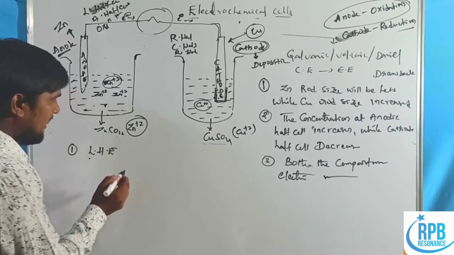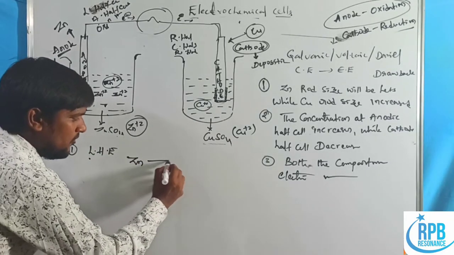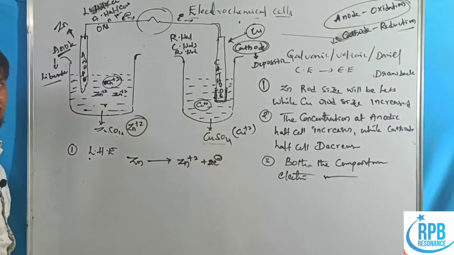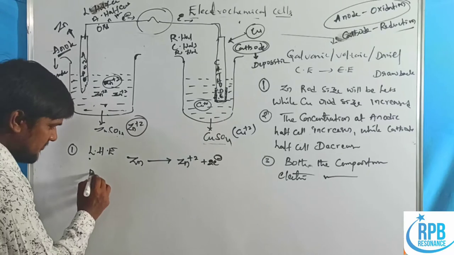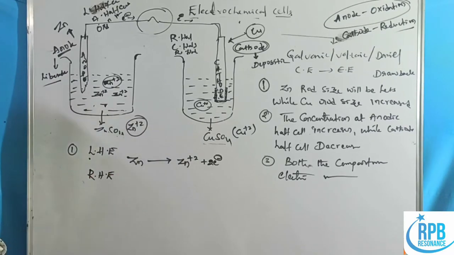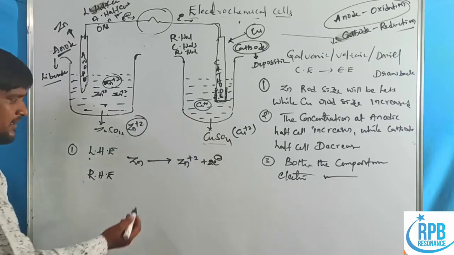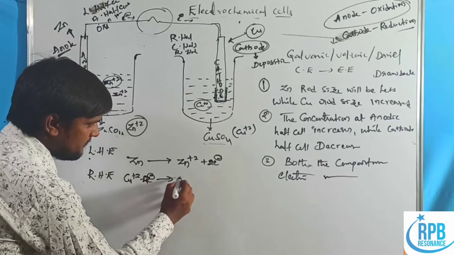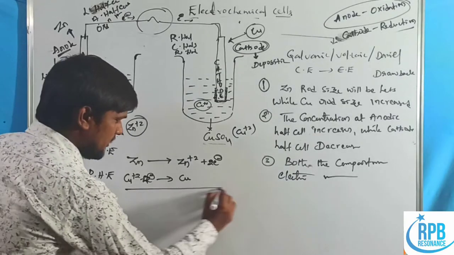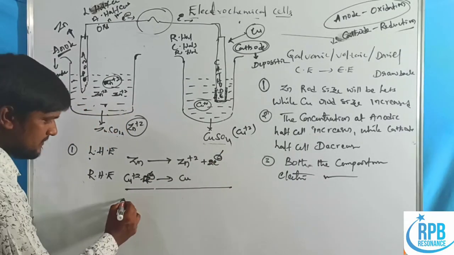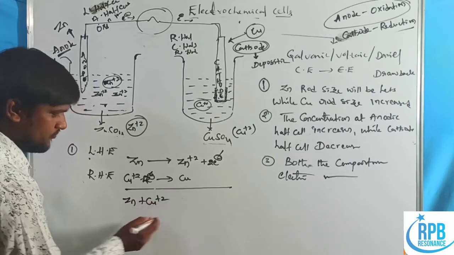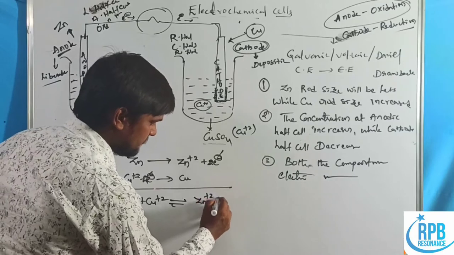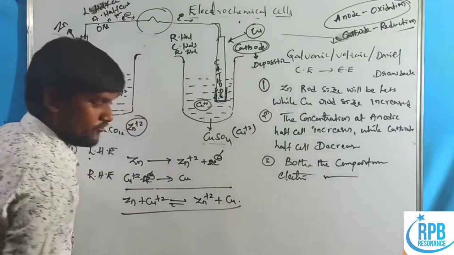Now at the left hand half cell, the zinc metal loses its electrons and forms zinc plus 2 as a cation. Now the right hand side is the reduction half cell, simply the cathodic half cell. Here copper plus 2 gains 2 electrons and forms copper. So in the overall reaction the 2 electrons are cancelled: zinc plus copper plus 2 gives zinc plus 2 plus copper.